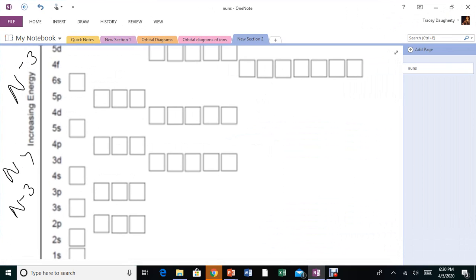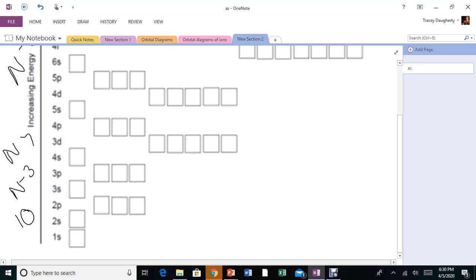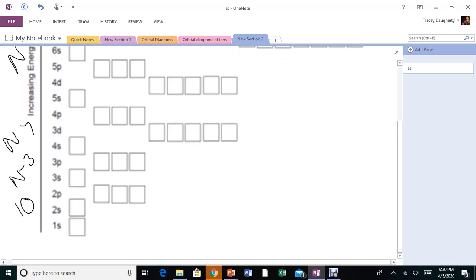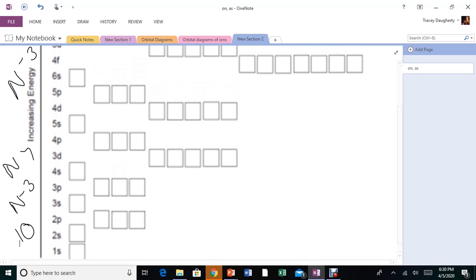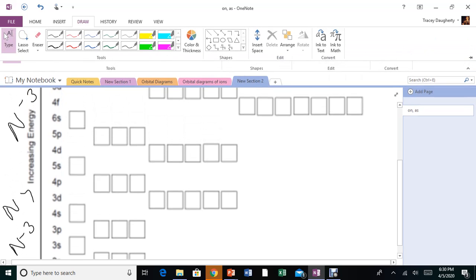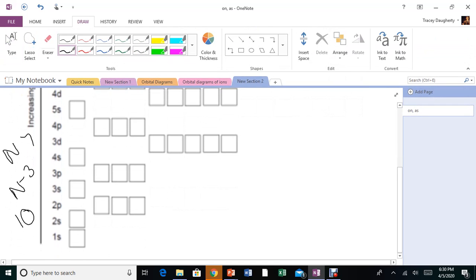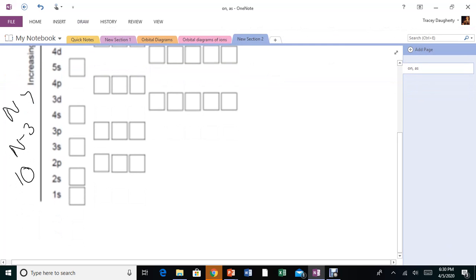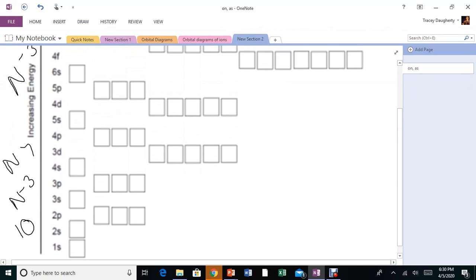do the opposite math of the charge, so nitride has gained 3 electrons. Nitride has 10 electrons. So you start filling. You have one up, one down in the 1s, one up, one down in the 2s.